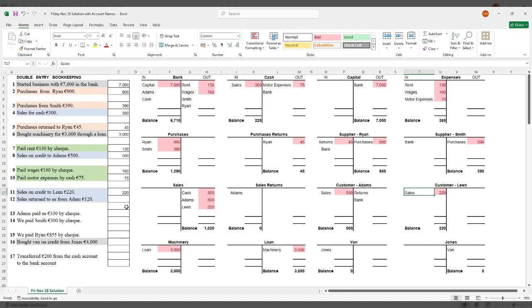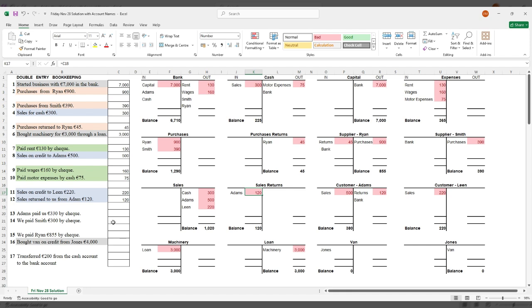Just a corresponding link. Sales returned to us from Adams, €120. Again, what happened? We had previously sold 500 to Adams. She has now returned 120. Sales returns, I should say, I don't have space there. Basically, it's inside the sales returns account, right?